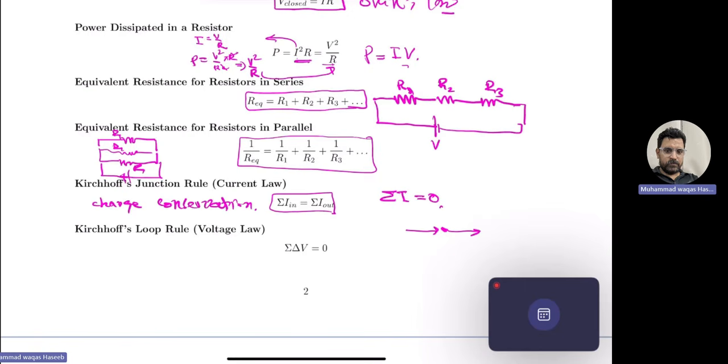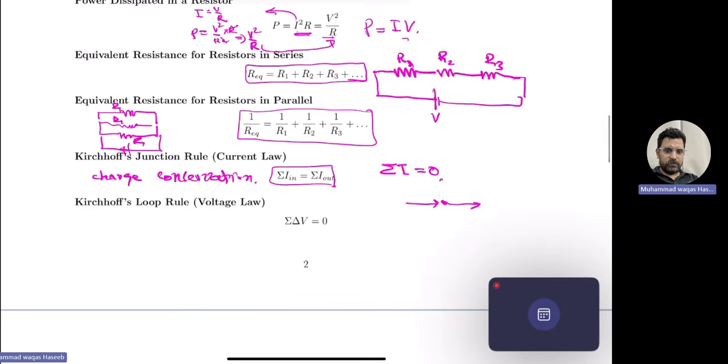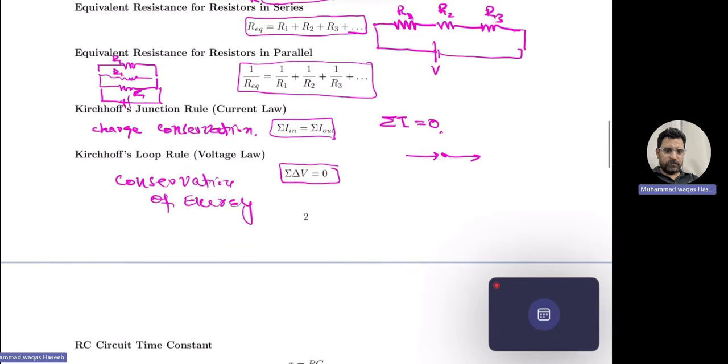Then you have Kirchhoff's loop rule. The sum of the potential differences across any closed loop in a circuit is 0. So this is delta V equals 0. This statement is the conservation of energy because the potential difference is related to the energy.